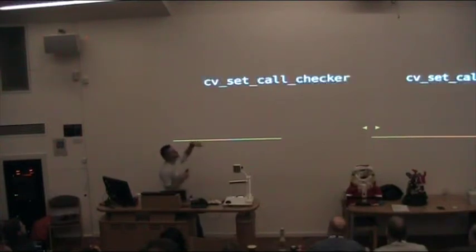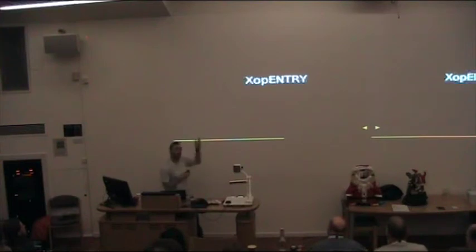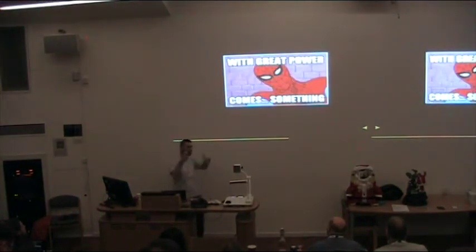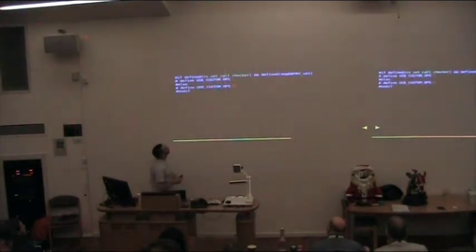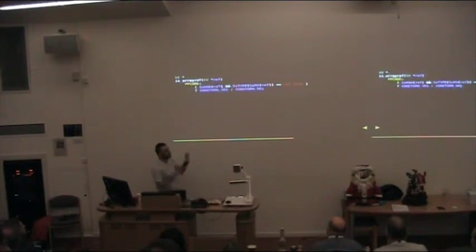But CV set call checker, which I'm actually using, and xop entry, which allows you to provide information about the ops that you're creating for debugging purposes, were actually introduced in 5.14. So, you know, great power comes with something. What I did was just check if you have custom ops or not, according to whether you have those functions. Then we can support all of it using either the op or just this very simple XSUB.